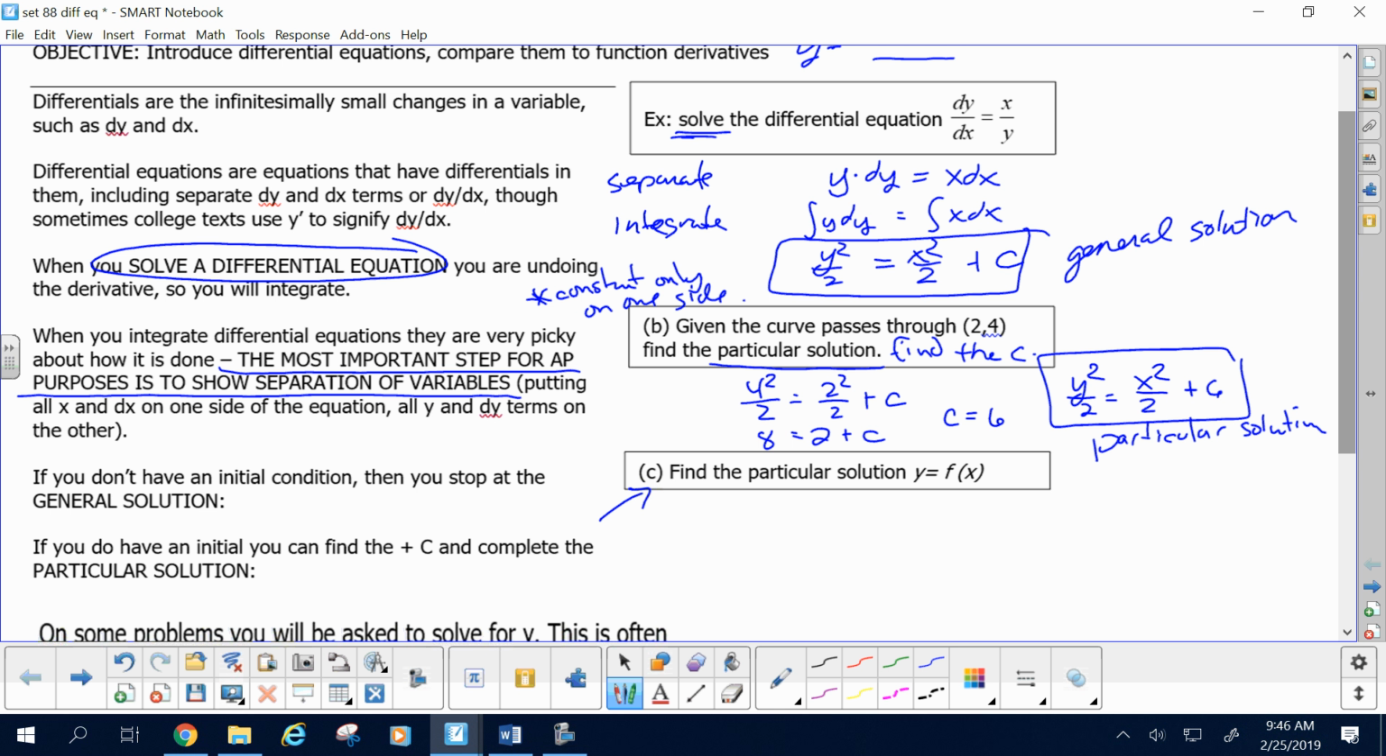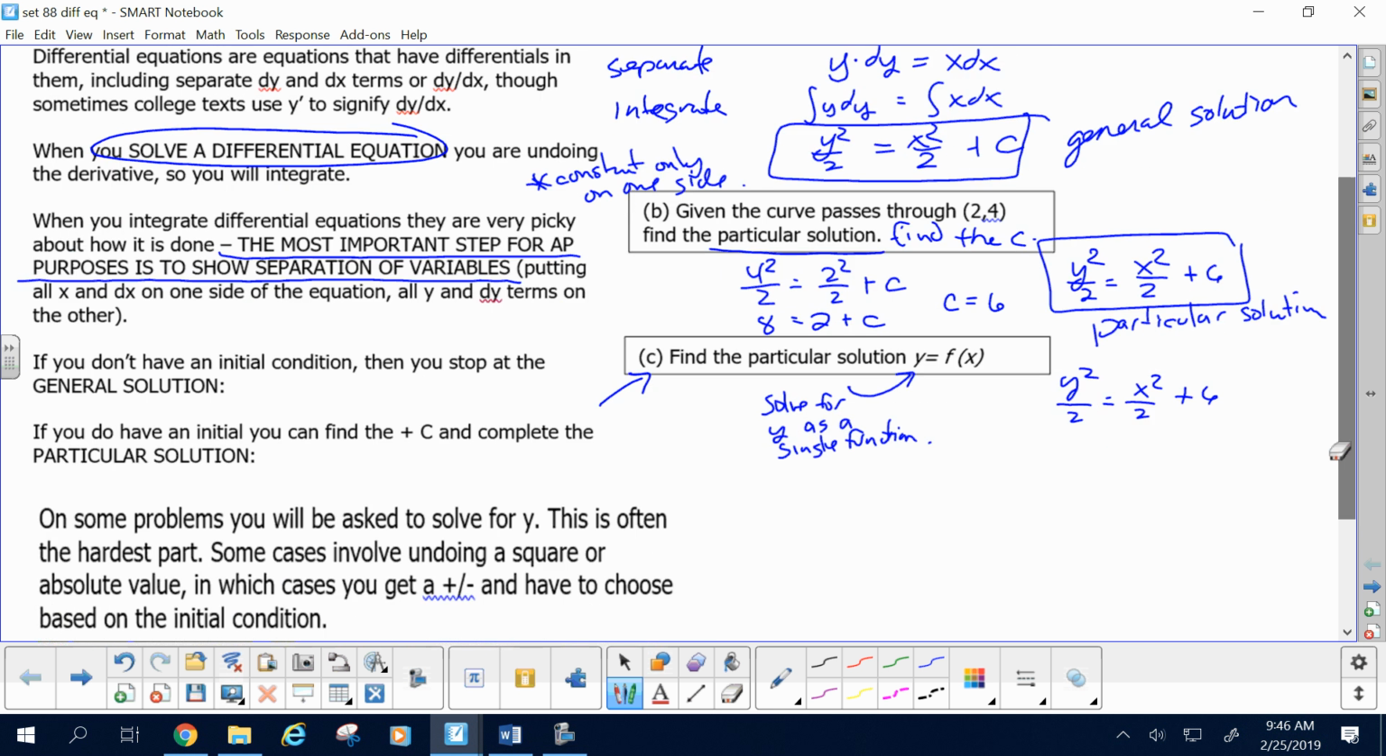All right. Last but not least, especially on the AP test, they might ask you to do even one more step, which is, if it says find the particular solution y equals f of x, then they want you to solve for y as a single function. Now then, that means I need to go back to what I just left off at. If they had asked me to do that, then I would need to do a little more. I need to solve for y.